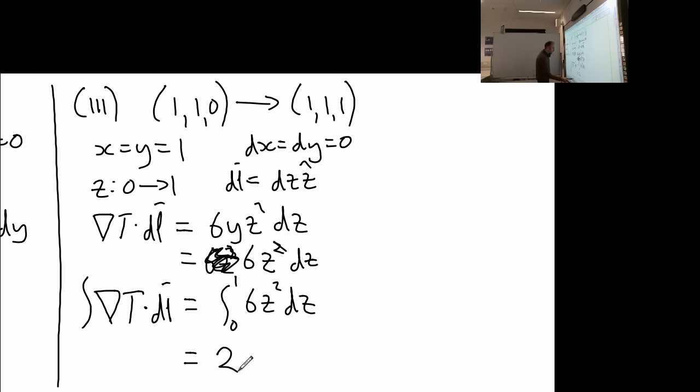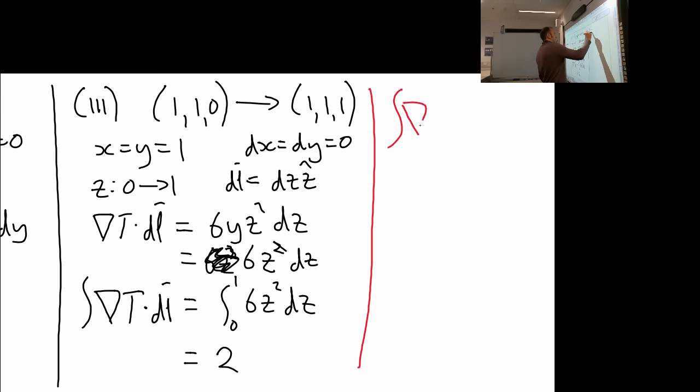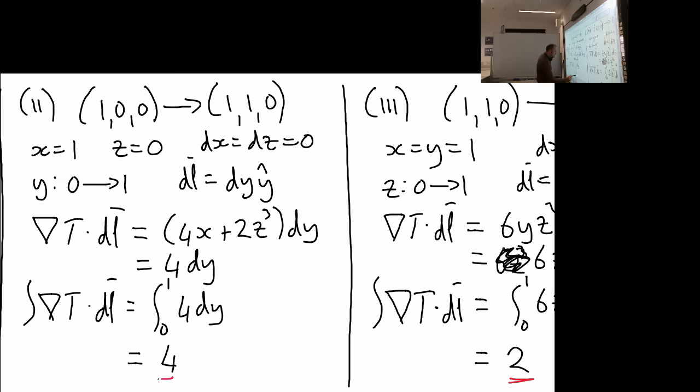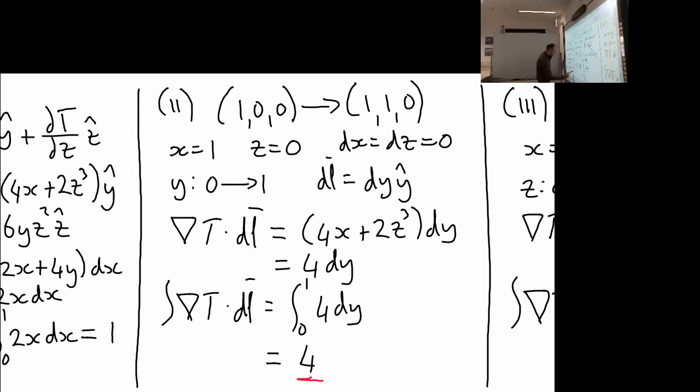Okay, so now what is our final answer? Well, what we must do is just sum these up. So we have the integral of the gradient of T dot dl is going to be equal to 2 plus 4 plus 1. Okay, so we get an answer of 7.